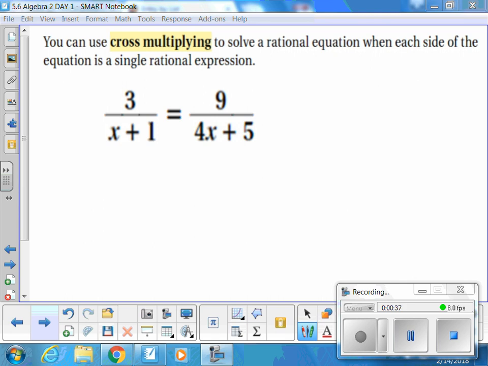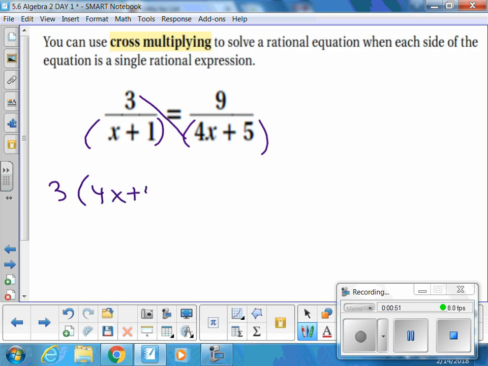The key when you use your cross multiplying is to make sure you group denominators or numerators that have more than one term. So let's say I'm going to cross multiply from here to here. I would do 3 parentheses 4x plus 5. I will be distributing that 3 in a few minutes. There will be a lot of distributing today, a lot of foiling today, and some factoring as well. Distribute your 9, multiply your 9 with your x plus 1.